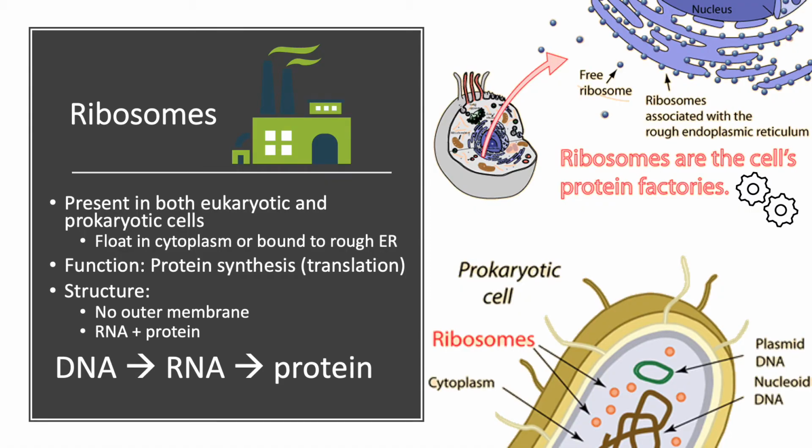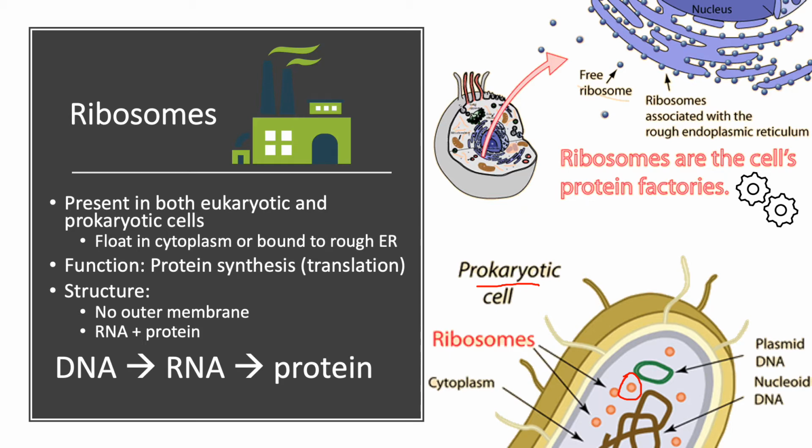So we'll start off with ribosomes today. You can think of ribosomes as the protein factories of the cell. They're present in both eukaryotic and prokaryotic cells. As we mentioned before, they can float in the cytoplasm or they can be bound to the rough ER. It's important to note that prokaryotes do not have an ER. So in prokaryotes, as you can see in this diagram right here, they are just floating around in the cytoplasm.